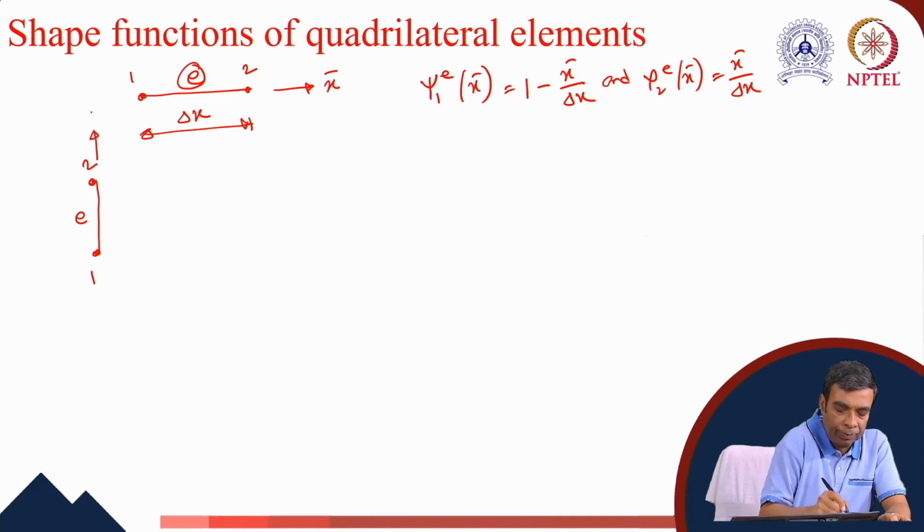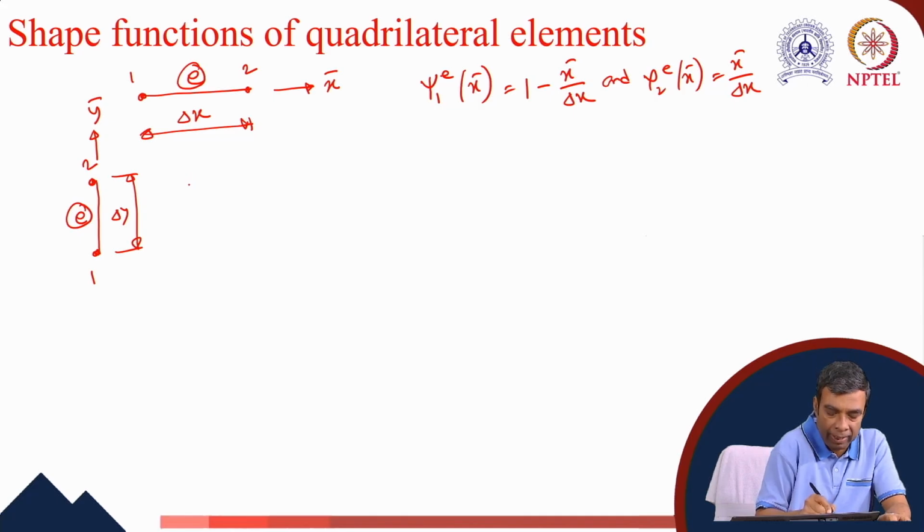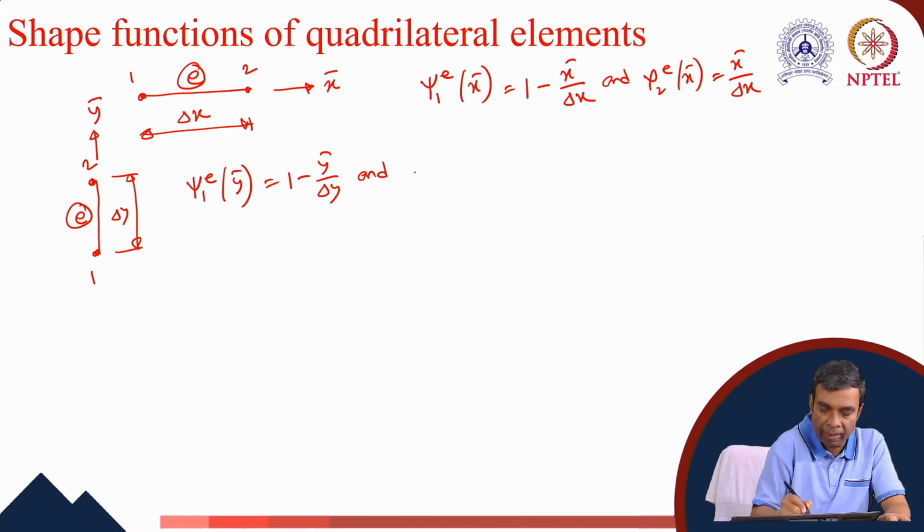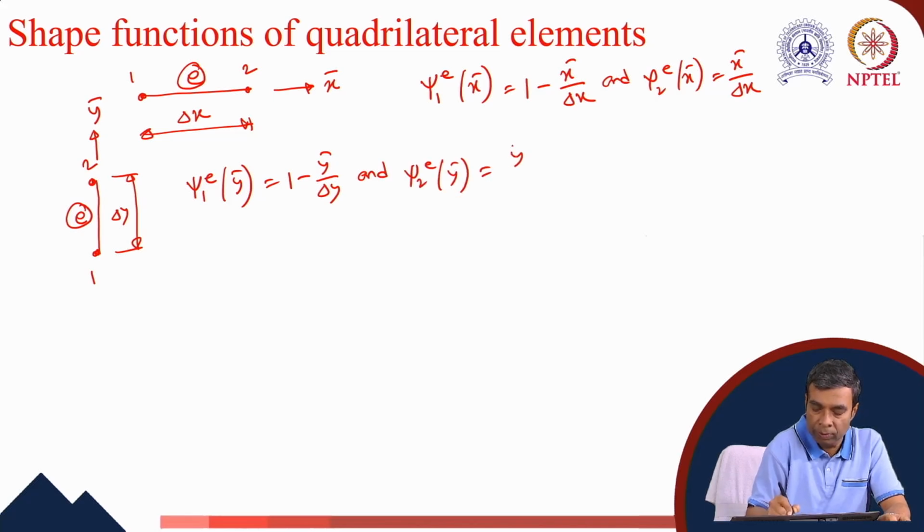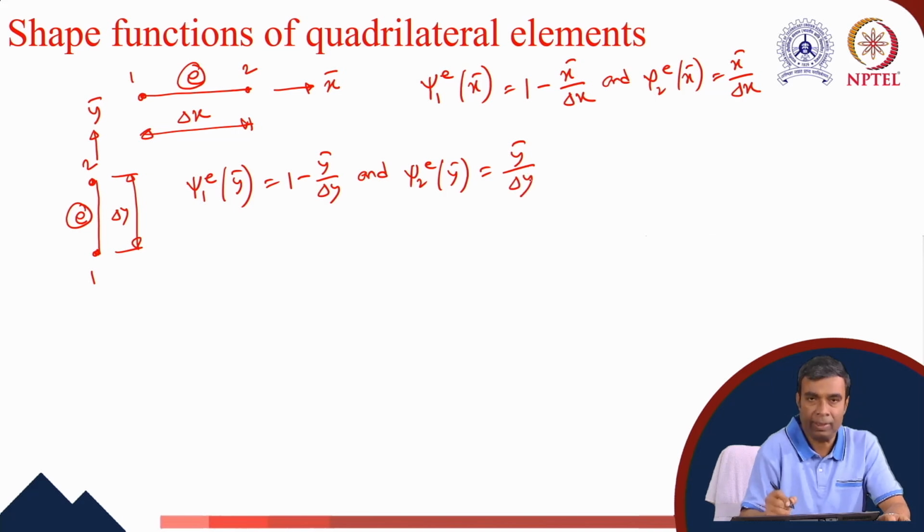This is the y bar axis. So the mesh size here is delta y. In this case, we can define the shape function as psi 1e y bar equals 1 minus y bar by delta y, and psi 2e y bar equals y bar by delta y.